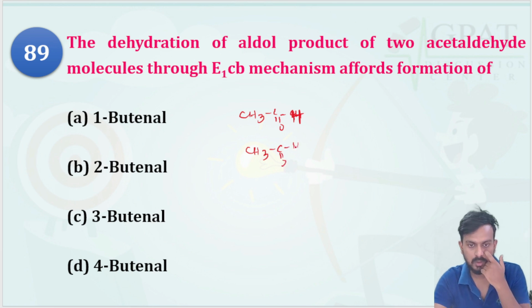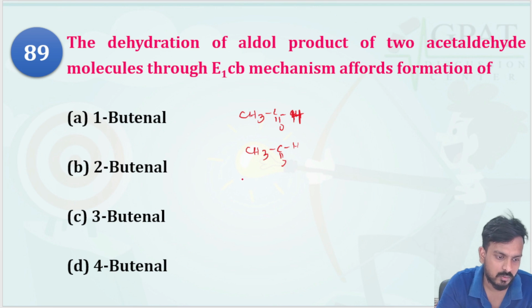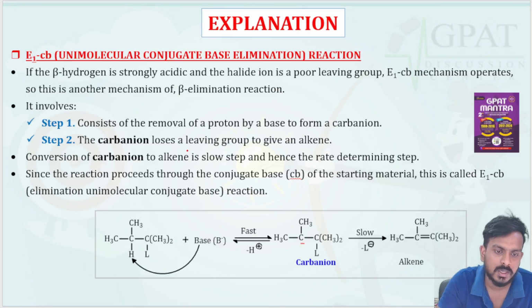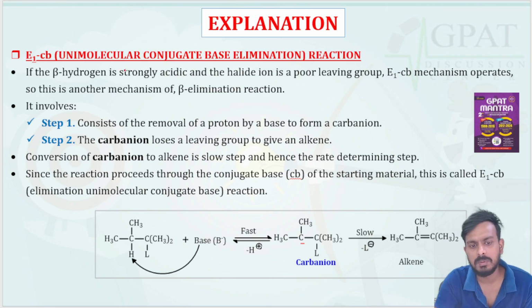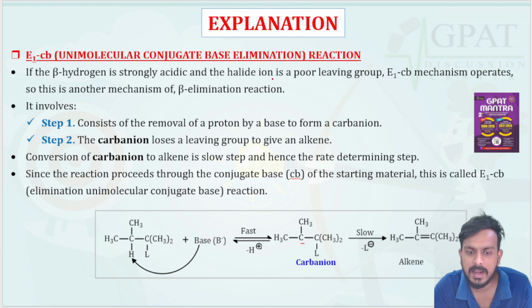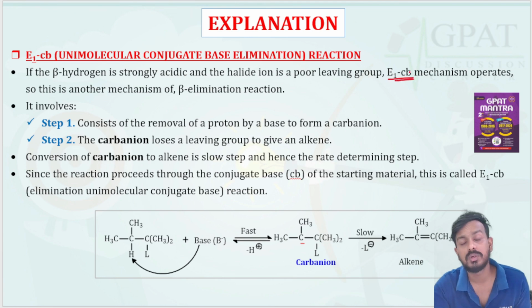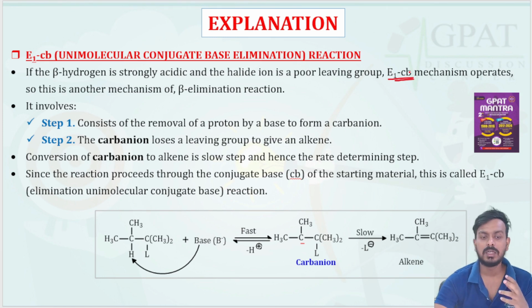So when this undergoes this aldol type of reaction, what will it produce? It will produce 2-butanol. Okay, how will it produce? Let's see from the chemical reaction. So the E1CB, that is the unimolecular conjugate base elimination reaction. If beta hydrogen is strongly acidic and the halide ion is a poor leaving group, then the E1CB mechanism will operate. So the question can be asked, under what condition is the E1CB reaction carried out? When beta hydrogen is strongly acidic and the halide ion is a poor leaving group. So that will involve the E1CB reaction.